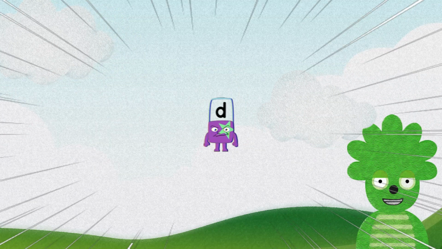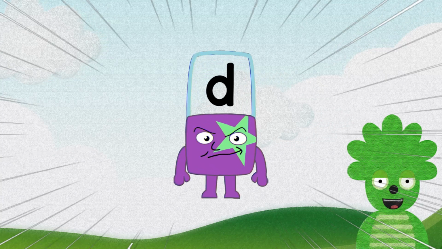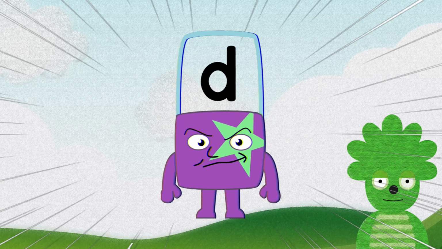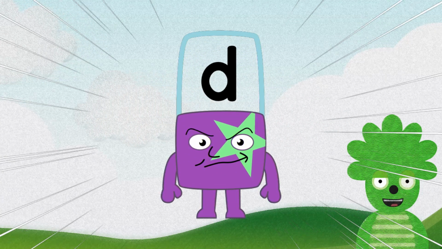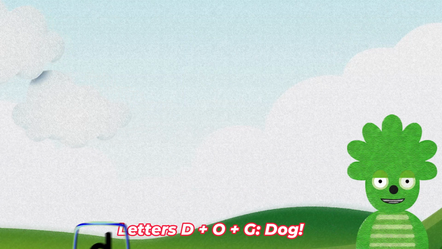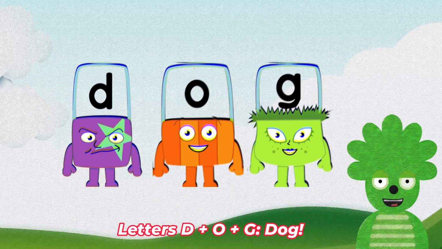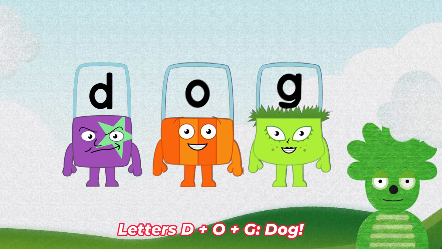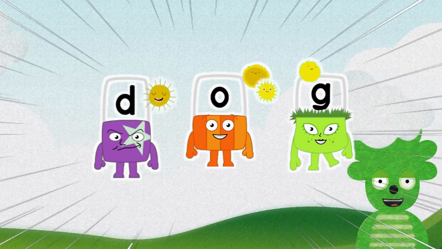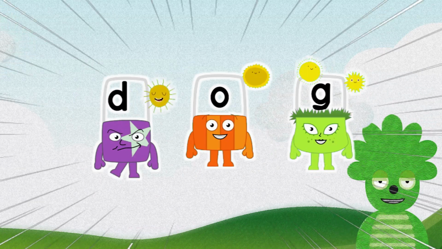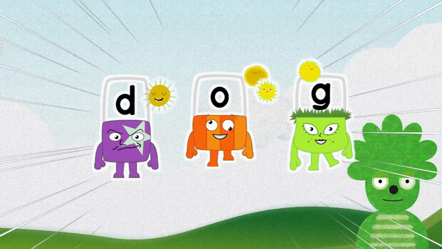Say hello to letter D. I say D, like in dog. Let's find a word with D. Letters D plus O plus G, dog. Awesome, D, O, and G make the word dog.